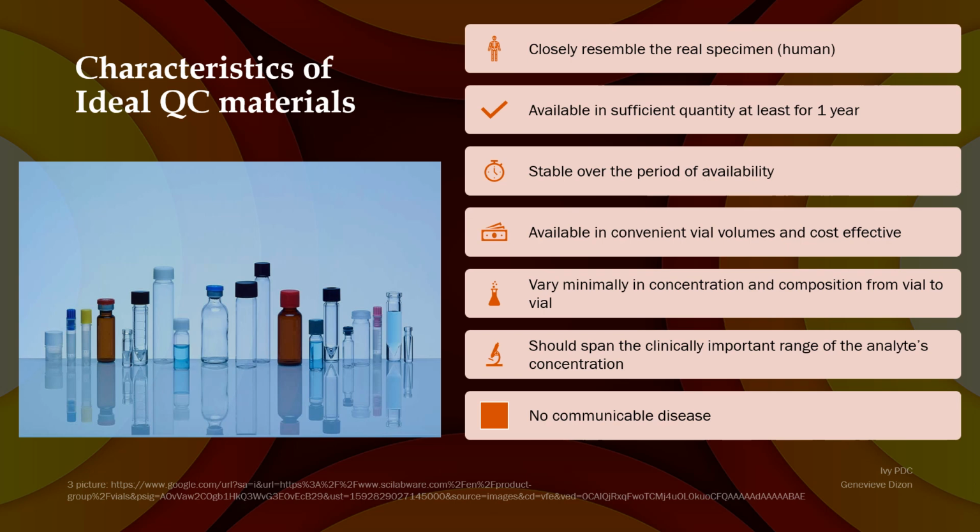And lastly, of course, no communicable diseases. Since we are trying to have control materials resembling human specimen, they recycle human specimen. And of course, when they do this, there might be diseases that accompany them. So it's important that the control material being used does not contain any communicable diseases or is not infectious.